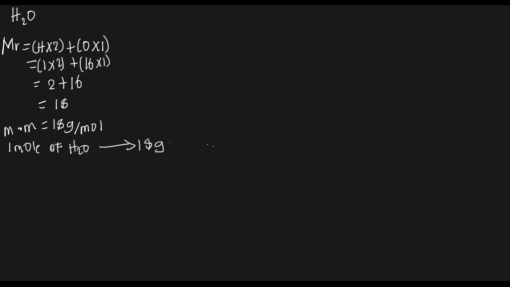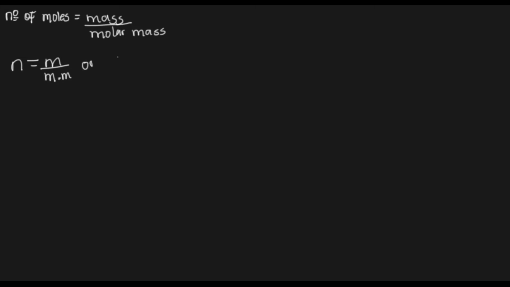Now from there, let's look at the first formula that we are going to use in order to calculate the number of moles given the mass. The formula is number of moles is equal to mass divided by molar mass. In terms of initials, the symbol for number of moles is small letter n, for mass is small letter m, then for molar mass it is mm.